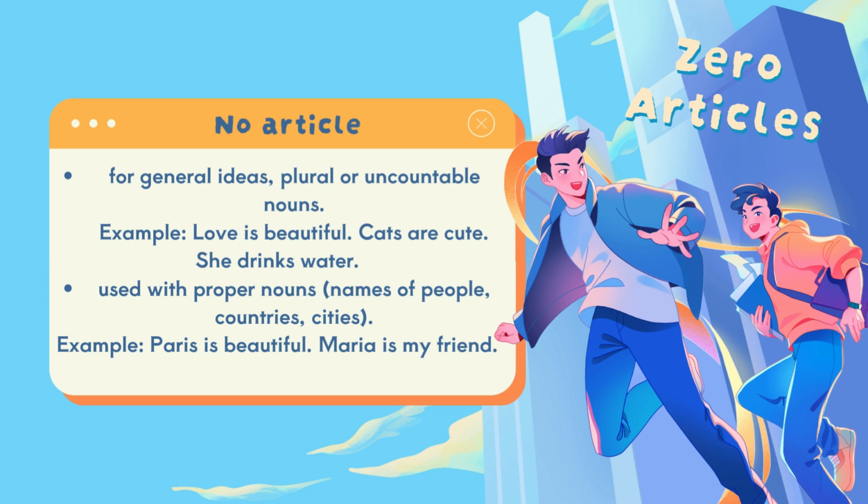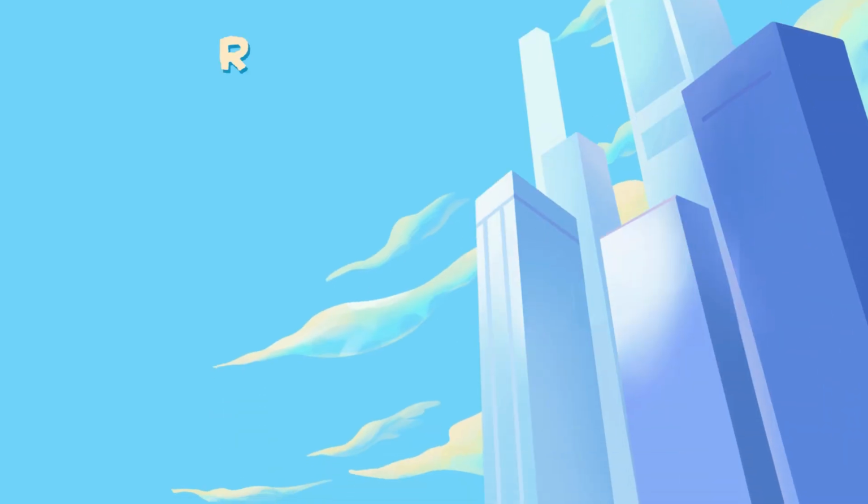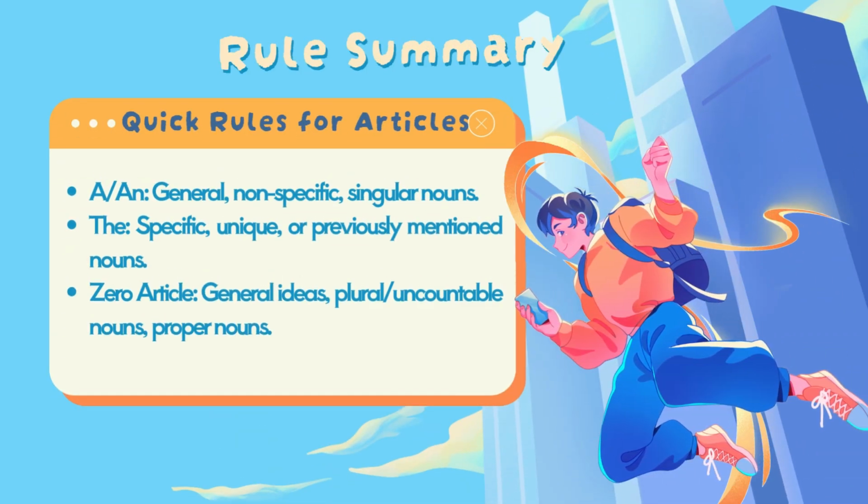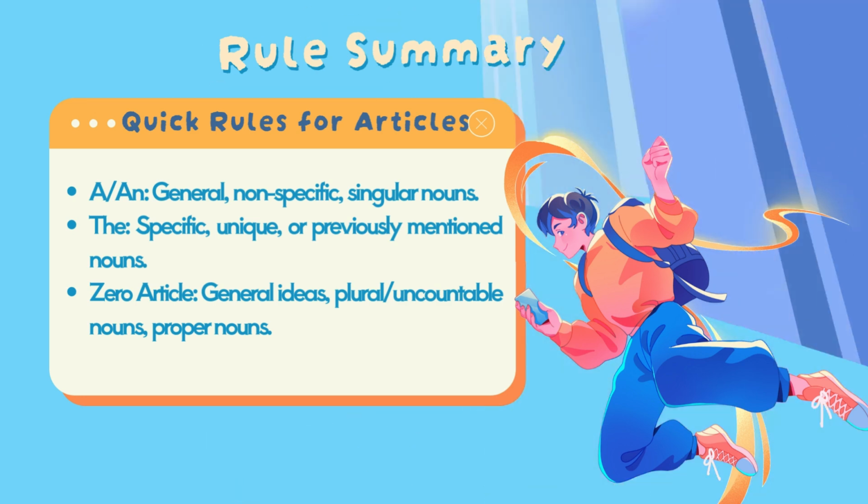All right. Now, let's quickly recap the rules. Use a or an for general, non-specific singular nouns. Use the for specific, unique, or previously mentioned nouns. And use no article, the zero article, for general ideas, plural or uncountable nouns, and proper nouns. Keep these rules in mind as we move to the exercises.